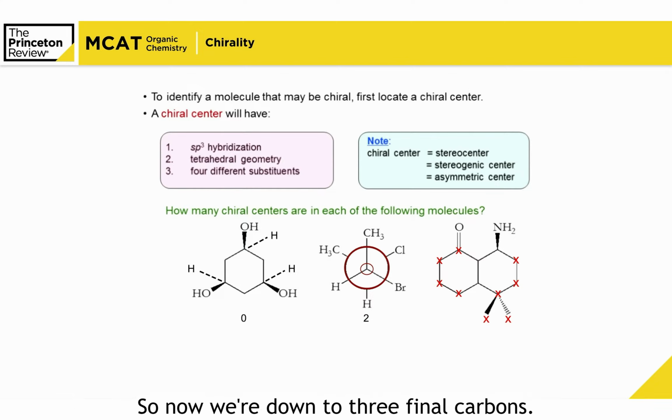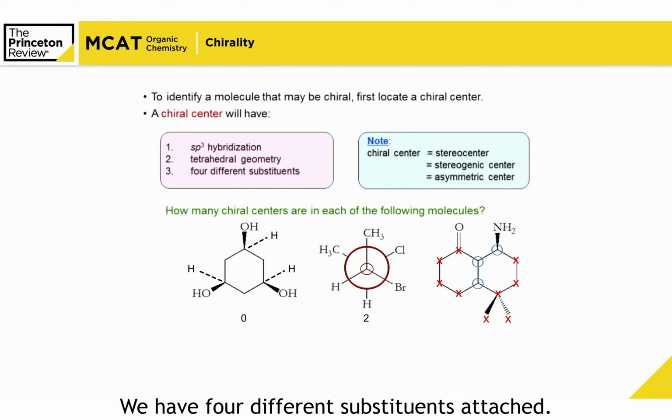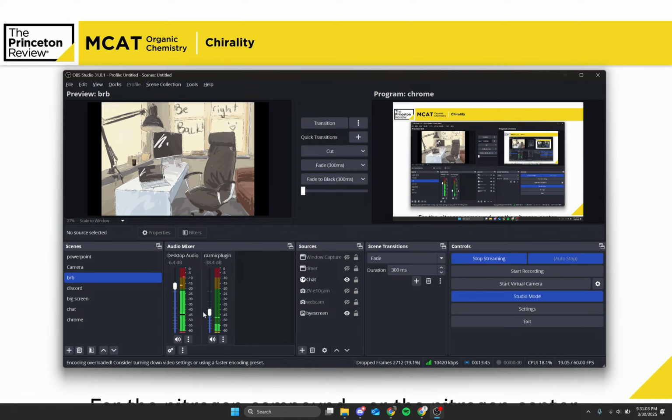So now we're down to 3 final carbons, and if we take a look at these guys, these are all chiral centers. We have 4 different substituents attached. For the nitrogen compound, or the nitrogen center, we've got the H2 group.